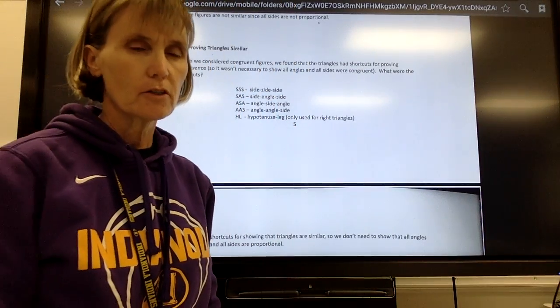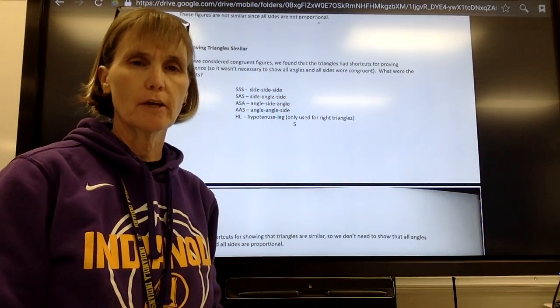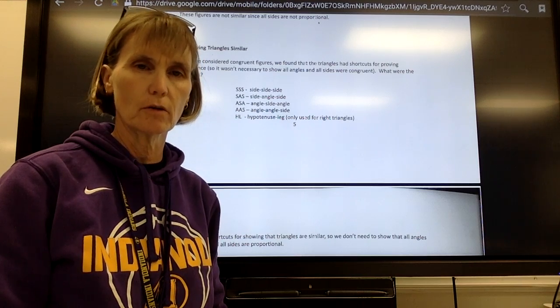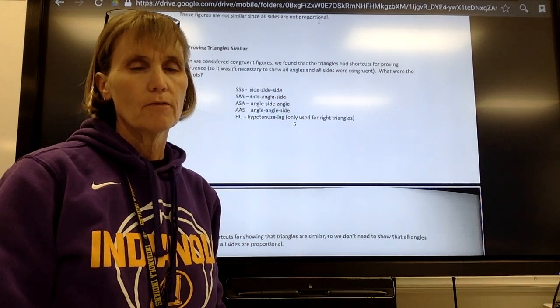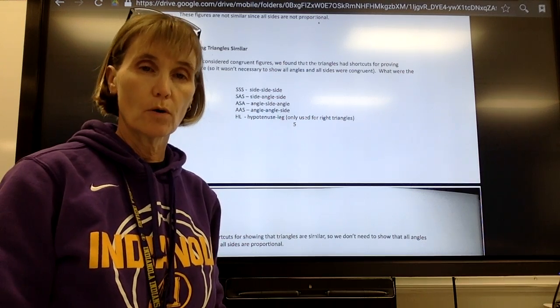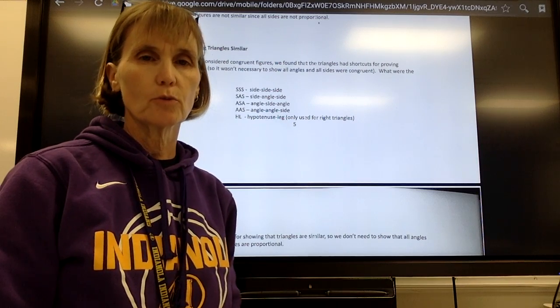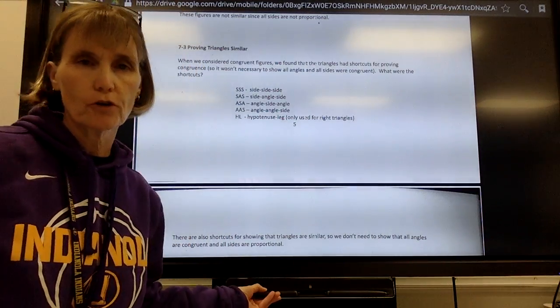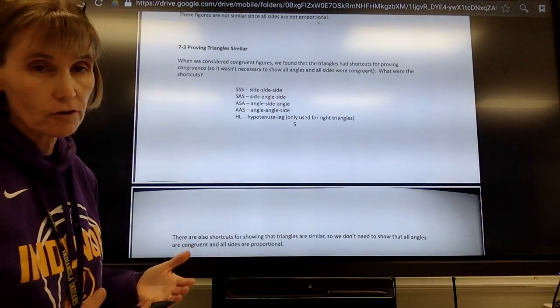Okay, we are ready to start looking at triangles and comparing them and deciding whether the triangles are actually similar to each other or whether they're not. And if you recall back in chapter 4, we talked about whether or not triangles were congruent. And in order to determine whether triangles were congruent or not, we used different shortcuts.